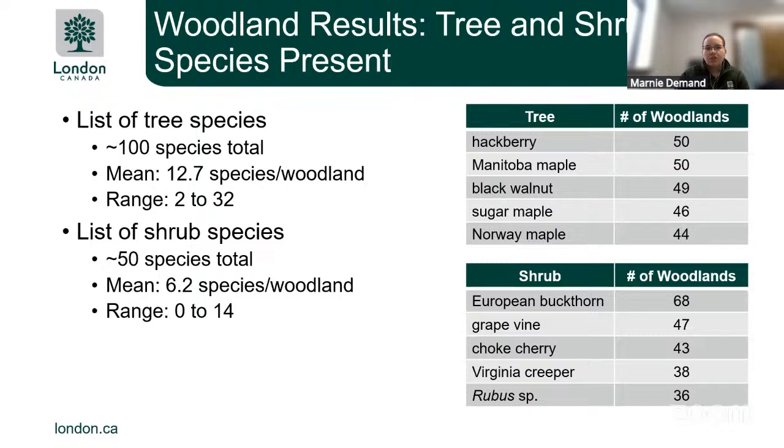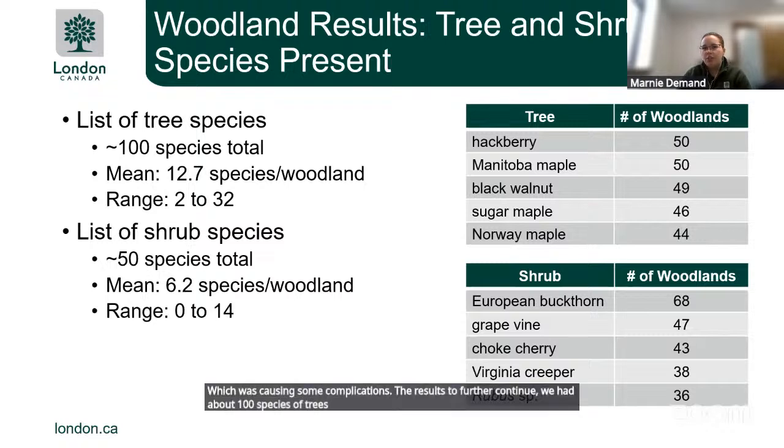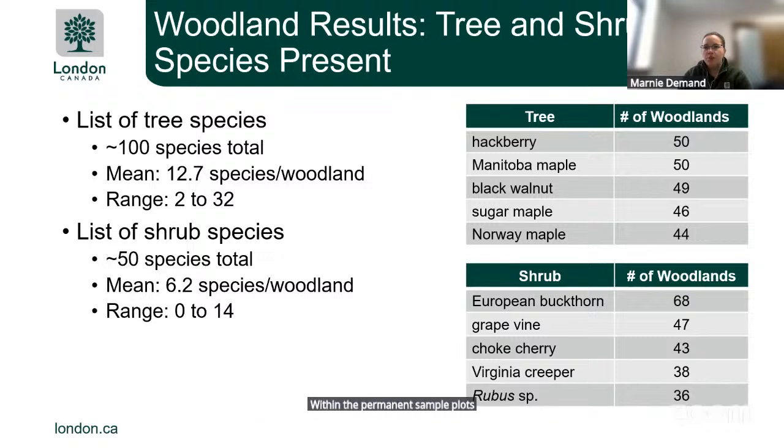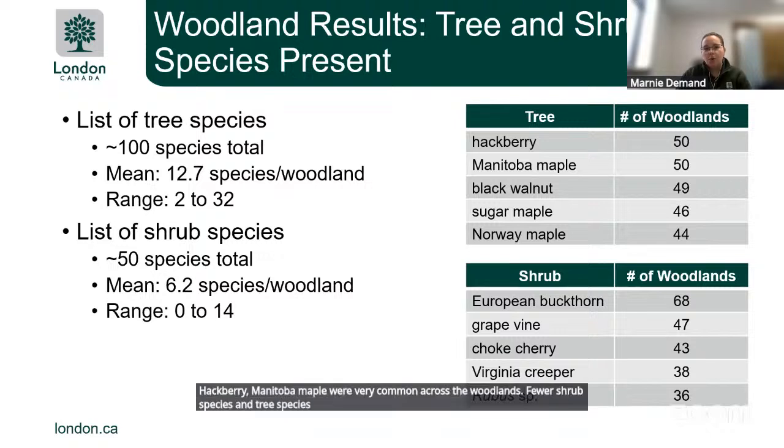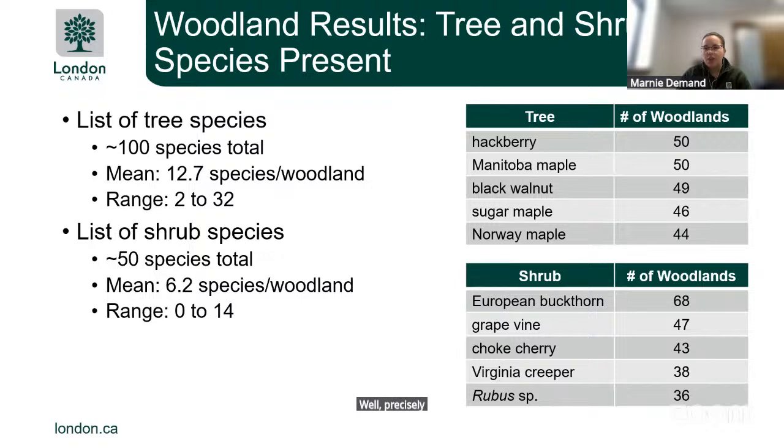As for the results, we had about 100 species of trees observed in the woodlands. Within the permanent sample plots, there were fewer tree species observed, about 58. Hackberry and Manitoba maple were very common across the woodlands. There were fewer shrub species, anywhere from no shrub species to about 14 per woodland. Well, precisely 14 per woodland was the highest. So that's just a brief overview of the findings at the woodland level.